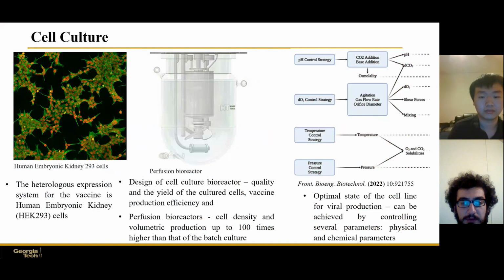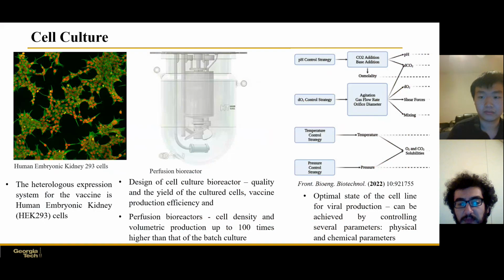So the bioreactor affects the yield and efficiency of the cell culture, and it's also affecting in its turn the final product efficiency and quality. So considering this fact, and also due to the fact that perfusion bioreactors provide cell density and volumetric production rate up to around 100 times higher than the batch reactors, we decided to take perfusion bioreactors for the cell culture.